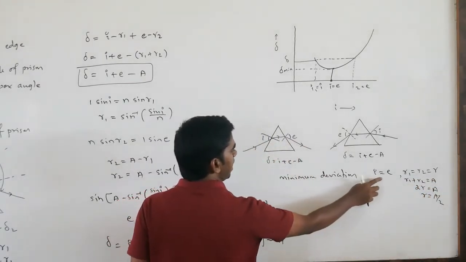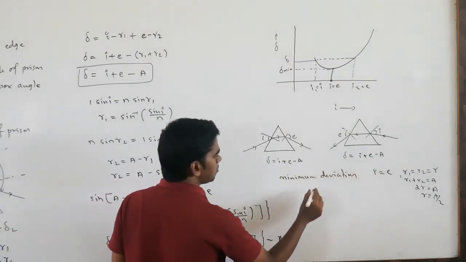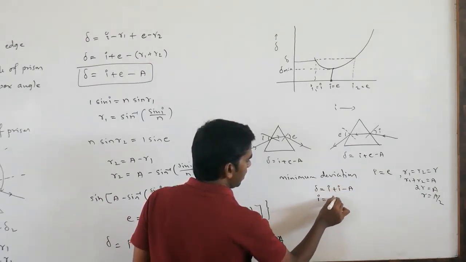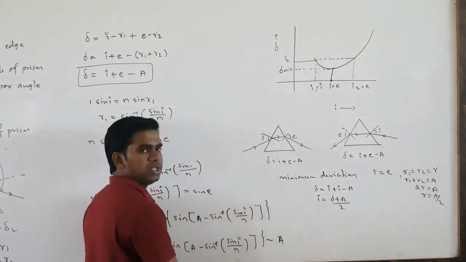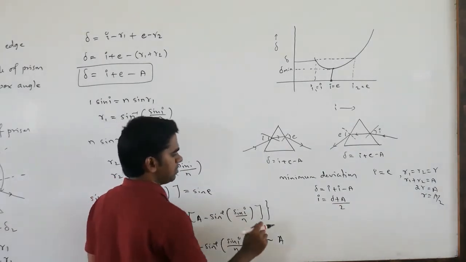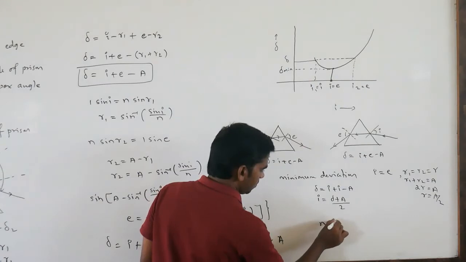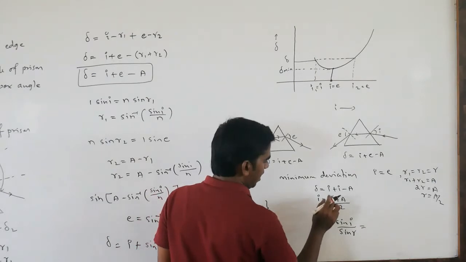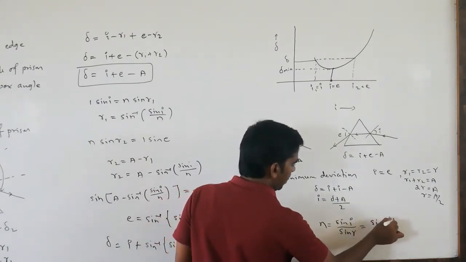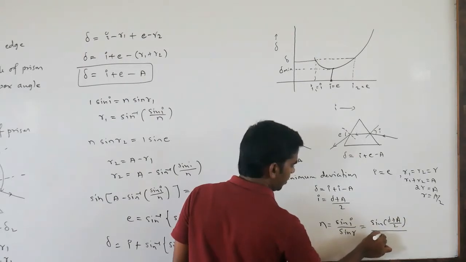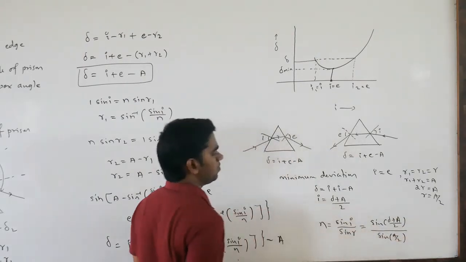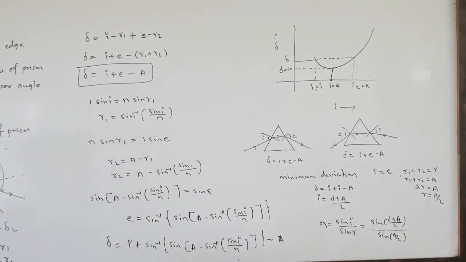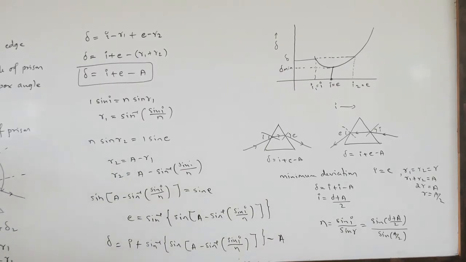So if you substitute I equals E in the equation for delta, what can you write? Delta equals I plus I minus A. So I equals delta plus A divided by 2. So if you want to calculate the refractive index of the prism, you can write n equals sin I divided by sin R, what is sin I? Sin I is sin of delta plus A by 2, divided by sin of A by 2. Okay, so this is the refractive index of the prism we can calculate if we know the deviation and the angle of the prism.